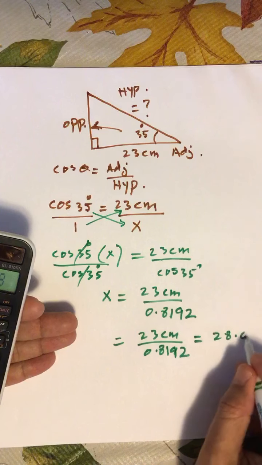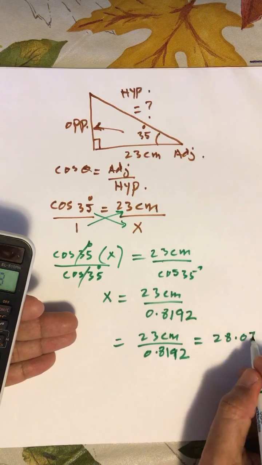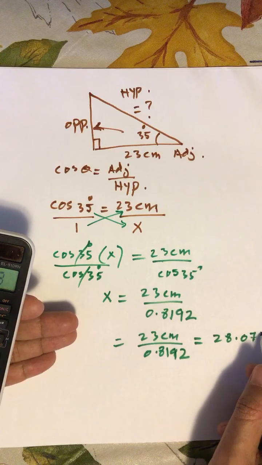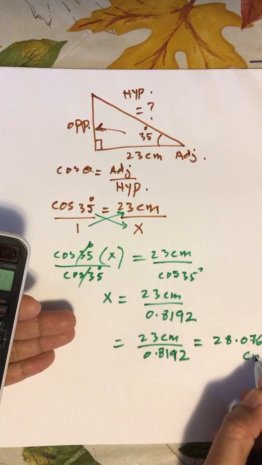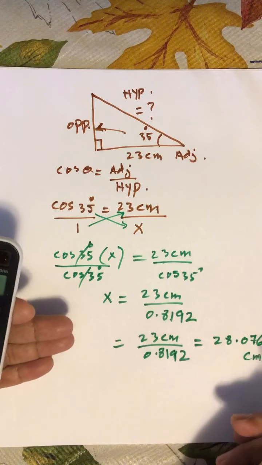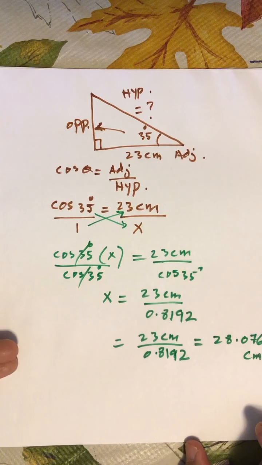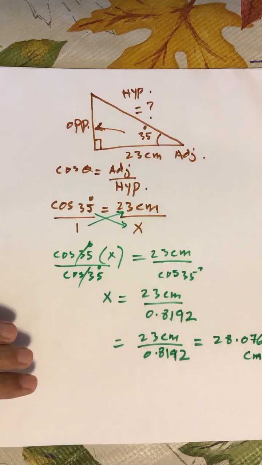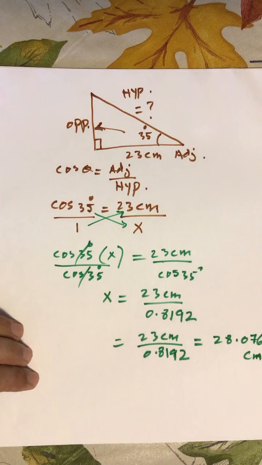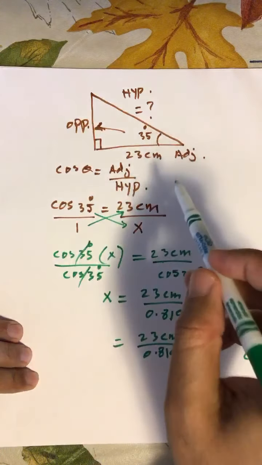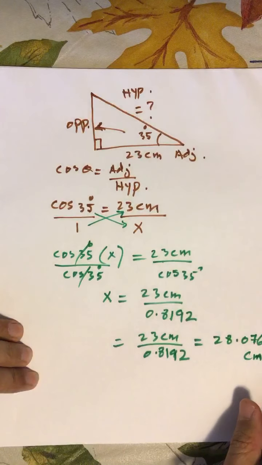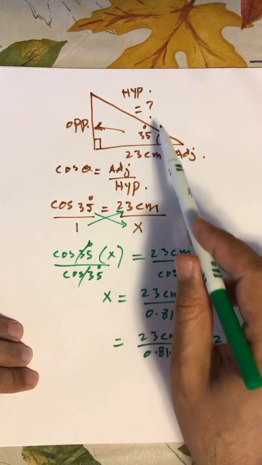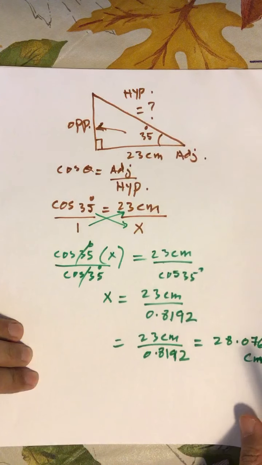28.07 centimeters. So you always have to write the unit, 28.07 centimeters. So this is how you can find a missing side length. In this case, we were asked to find the hypotenuse and the adjacent was given. Now, if the adjacent is not given and the hypotenuse is given, this is how we're going to do it.